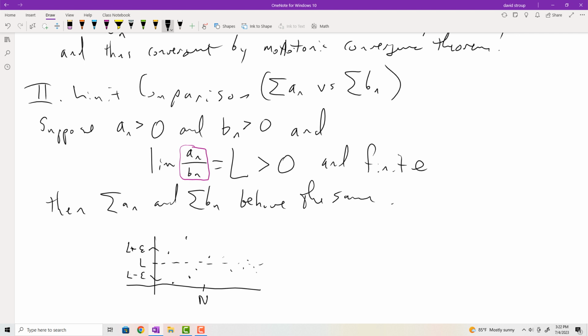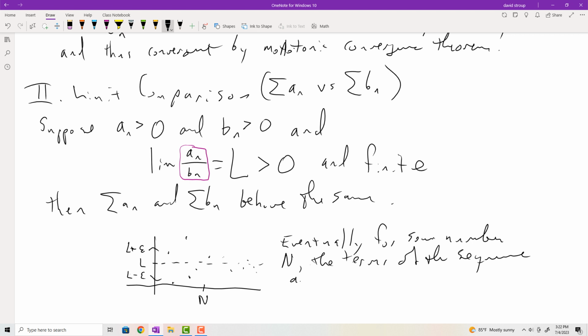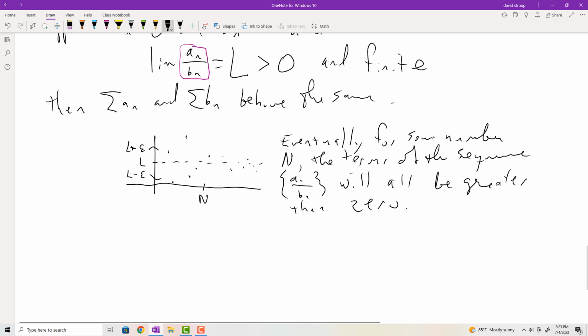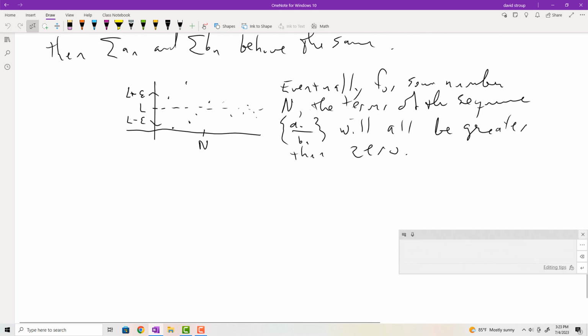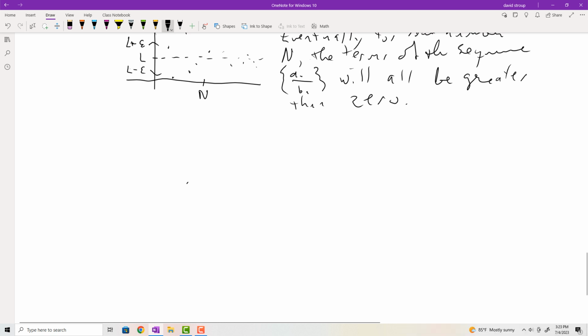And that's good because if you do have a positive number L like we have here, you could say that eventually, for some number big N, the terms of the sequence A sub n over B sub n will all be greater than 0. That's just true because we've supposed that the limit of that ratio is equal to some number L. Once you've established that, you can create an inequality that allows you to take advantage of the direct comparison test that we already established.